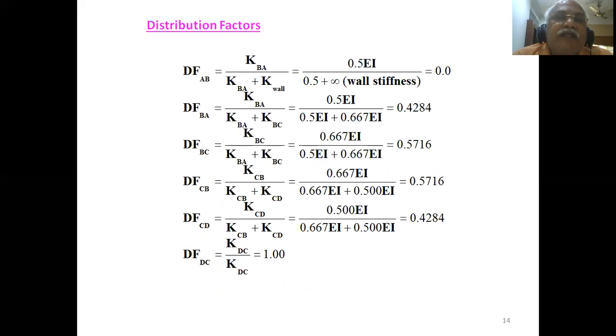Substituting all these values in the distribution factor formula that we have already derived in the previous equations. Then from that, AB is zero because it is fixed and it doesn't have any distribution factor. And DC will be 0.424, and BC equal to 0.516, CD equal to 0.5716, and DC equal to 0.4281, and DF equal to 1. These all were substituted.